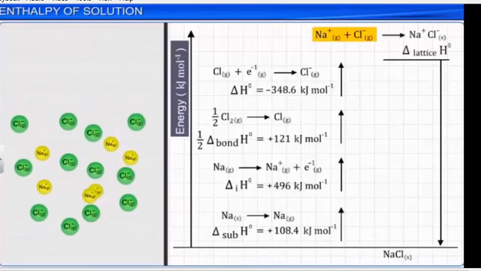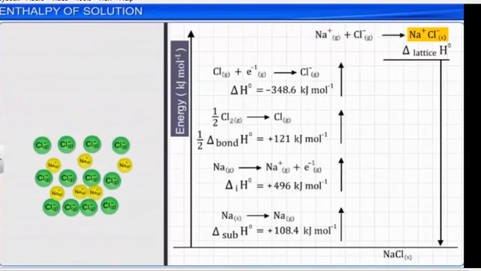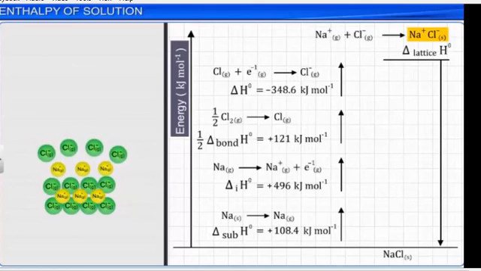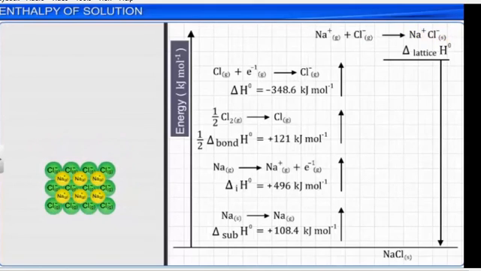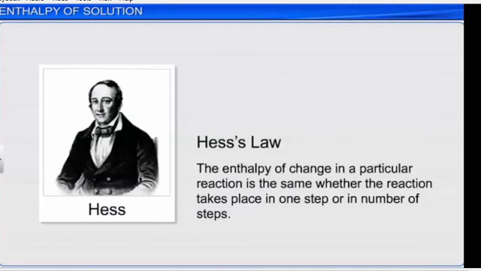The enthalpy change involved at this step is known as lattice enthalpy. Let's apply Hess' law to determine the lattice enthalpy released in this step. Hess' law states that the enthalpy change in a particular reaction is the same whether the reaction takes place in one step or in a number of steps.